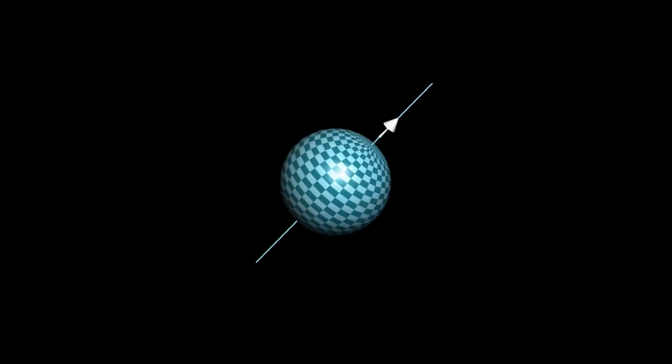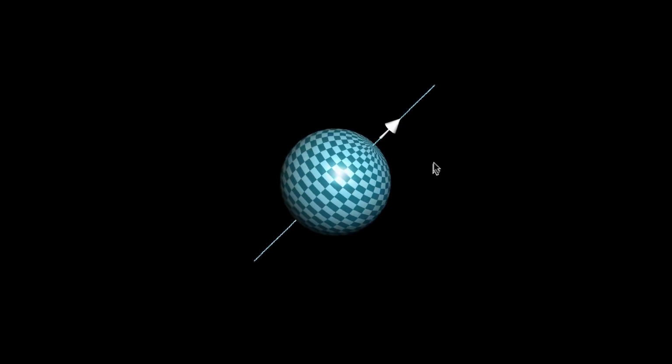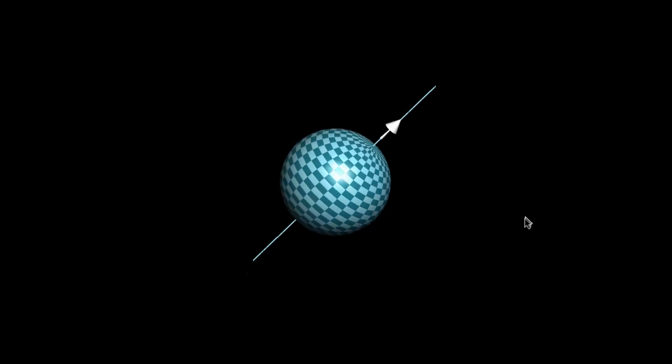And in fact, that's what we do. You use some kind of vector whose length is going to correspond to the rate at which it's rotating, typically in radians per second. It's called the angular velocity. And then the direction describes the axis of rotation itself.